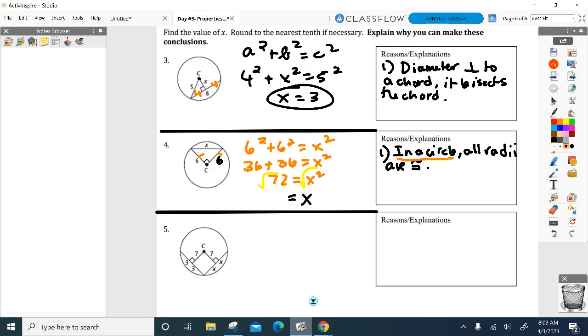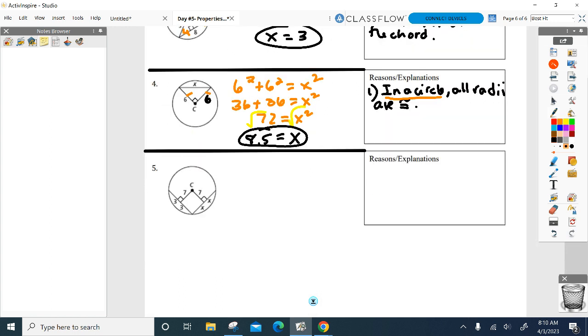Nearest tenth, what are we looking at? 9? 8.5. Yeah, 8.5. Should be 6 radical 2. Okay, number 3 for you guys.